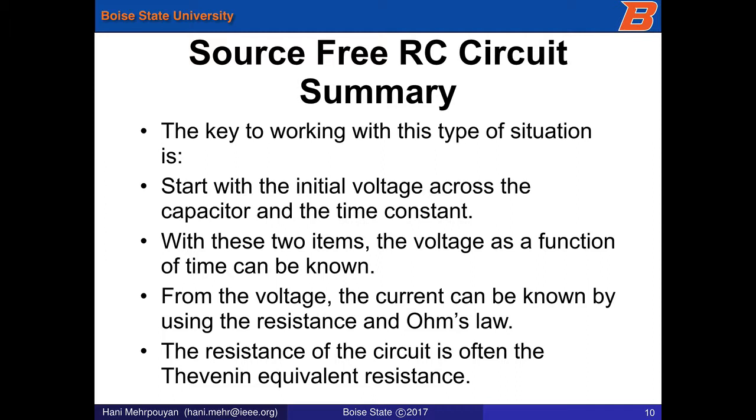So the key with working with these is to start with an initial voltage across the capacitor and the time constant. With these two items, the voltage as a function of time can be determined, and then you can use the voltage to find the current. The resistance of the circuit is often determined by finding the Thevenin equivalent. So basically you will turn off the sources, and then you will be able to find the Thevenin resistance. At that point you will replace the circuit with its Thevenin equivalent and the capacitor in series with it, and then you can solve the circuit. We'll solve more problems in class. Thank you very much.